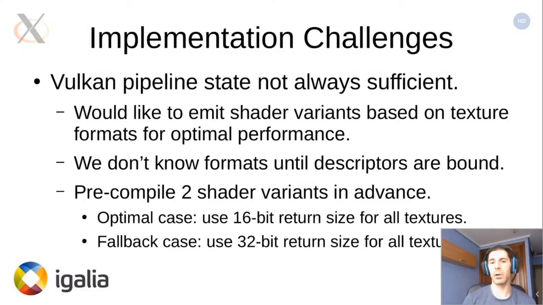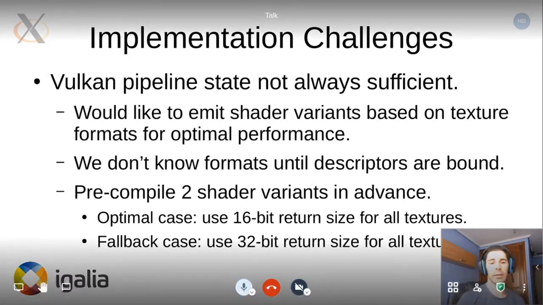Particularly in our platform, when a shader uses textures, we would like to know the formats of these textures. And this is something that we don't know until we bind descriptor sets later on, not when the pipeline is created. So the way we are dealing with that right now is we decide to pre-compile a few variants with the pipeline. So we have an optimal case that assumes that we can use a 16-bit return size for all the textures that we have. But we also compile a fallback case where we use 32-bit, which is maybe not as optimal, but it is going to be valid in all cases. So then when we actually bind descriptor sets, we choose the one to use based on the formats that are actually bound at the time.